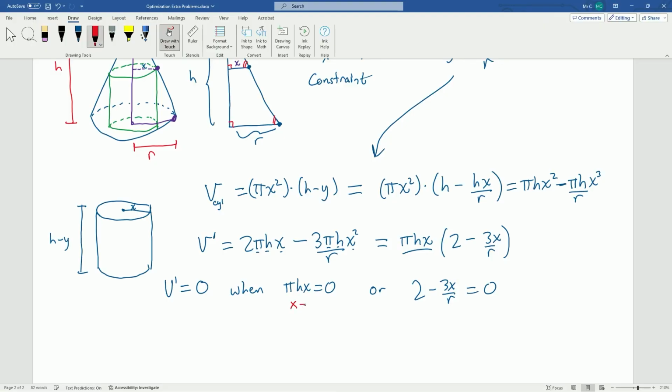But in the first case, if pi h x is 0, that means x is 0, and this would be a silly, trivial case, because we're obviously not talking about a cylinder with radius 0. So we can exclude that. Now we add the 3x over r to the other side for the second equation. I get 2 equals 3x over r. Solve for x: multiply by r, divide by 3, and we get x equals 2r over 3.